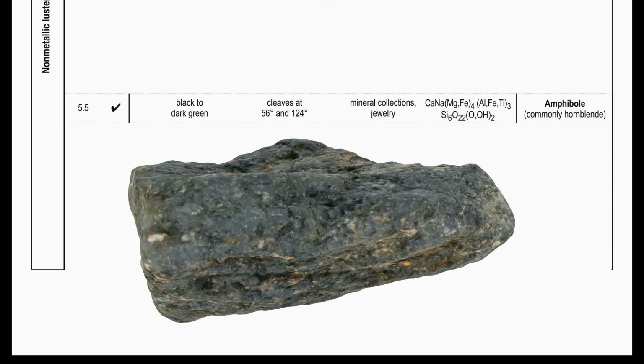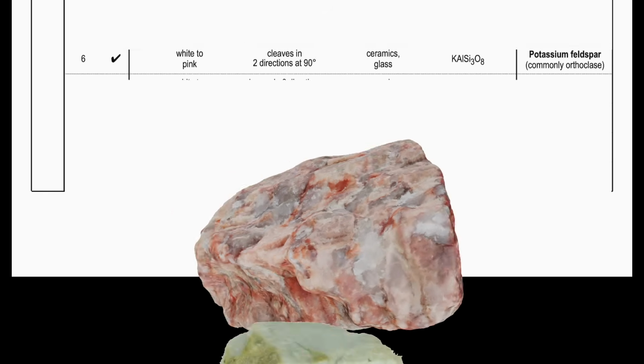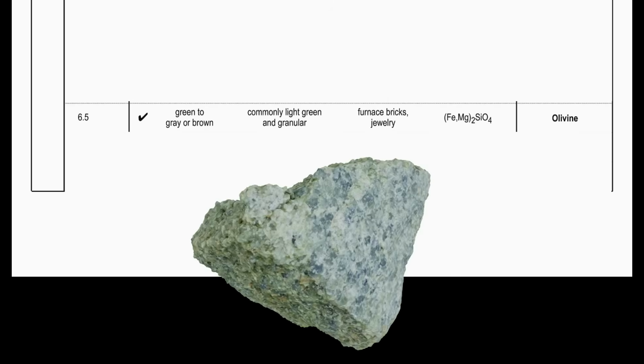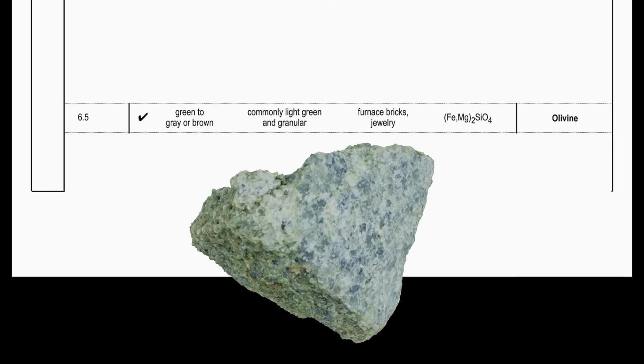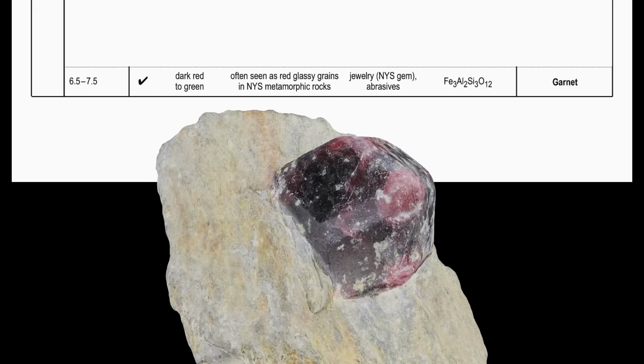And then harder still, amphibole and potassium feldspar. Potassium feldspar has this telltale pink color. Plagioclase feldspar, olivine, which is olive green, also used in jewelry, quite a hard mineral. And then we get to quartz, one of the most common minerals that exists on Earth. And then finally, garnet, which are these bold, dark red crystals, very common in New York State, and has a use for jewelry, used in abrasive because it's so hard.